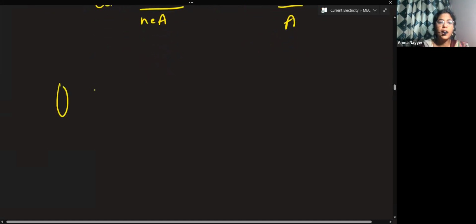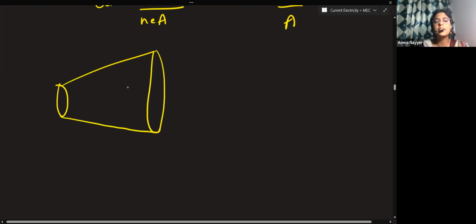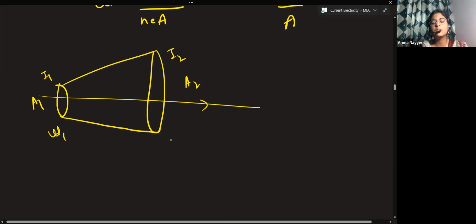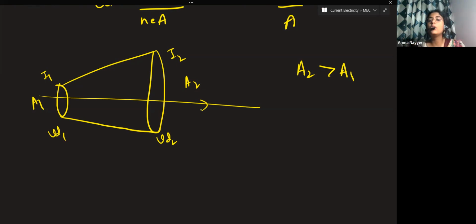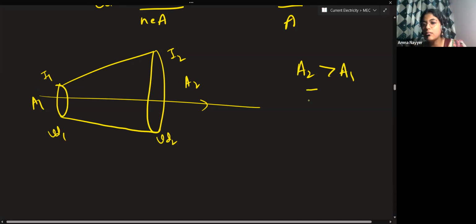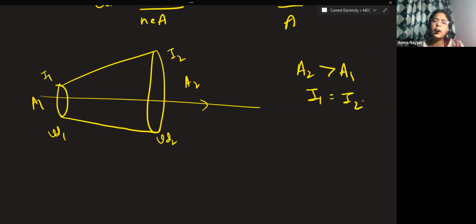For example, if I have a non-uniform cross-sectional area in this manner, this is A1, this is A2, current is flowing, this is I1, this is I2, drift velocity 1, drift velocity 2 is there. A1 has a narrower diameter and A2 is wider than A1. So A2 is greater than A1. But I won't write I2 is greater than I1. I1 and I2 both will be equal, because the number of charges entering will only be exiting from the other end. That's why current remains the same.